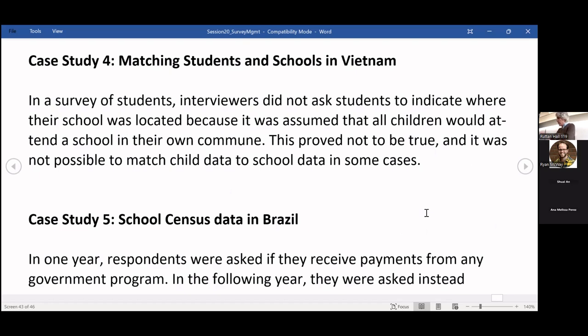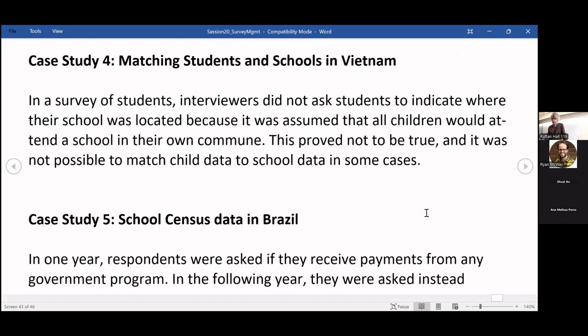Something else I was involved in, collecting data on schools and households and students in Vietnam. I assumed that to match kids with schools, they were all attending the schools in their village or their commune. Turned out it wasn't true. There were students who were attending schools in another commune. And so the code number they put down was for a different commune, but I thought it was for this commune. And so there were a lot of messy things that happened with that.